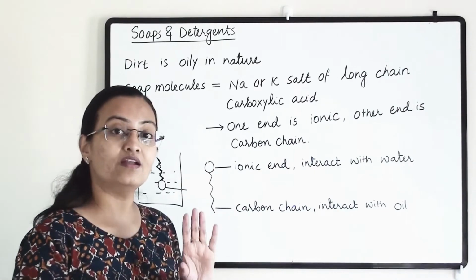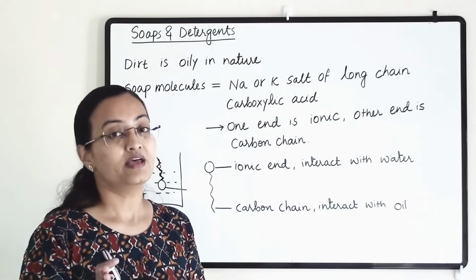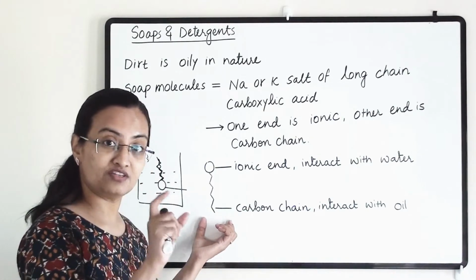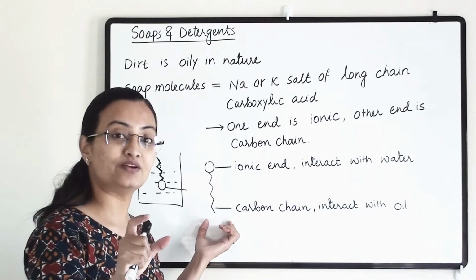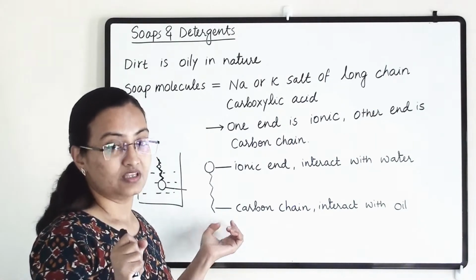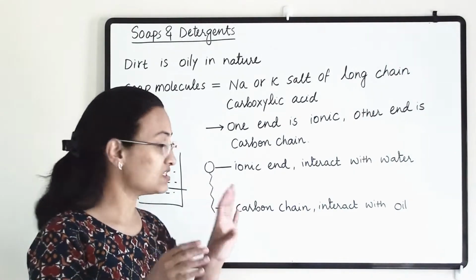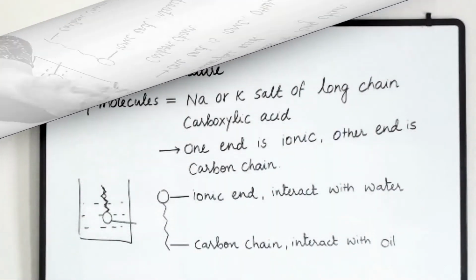So we require a molecule which will interact with both things, that is water and oil. So this is a perfect molecule which will interact with water and oil, so it will extract both types of impurity from the clothes. Now let us get into detail and see how this molecule will actually work on the clothes.